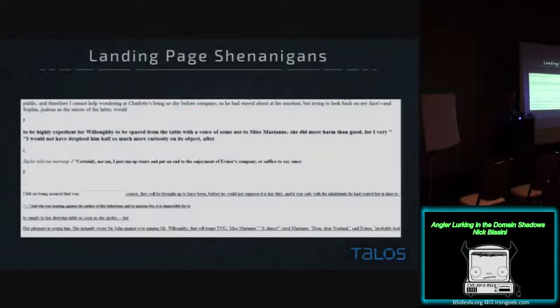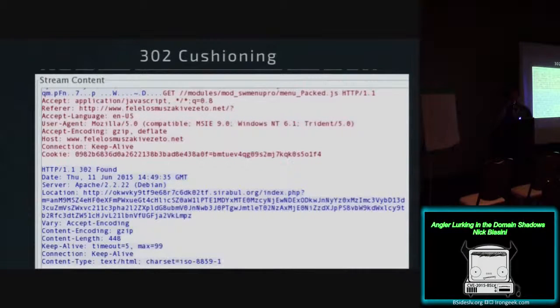The other reason is for machine learning. So if you're using machine learning to try and detect malicious activity, it's a lot more difficult to detect this from normal web pages than it is a random page of gibberish, what you would normally see. But again, Angler's not done. Let's talk about 302 cushioning. So 302 cushioning, this is actually associated with the redirection chain.